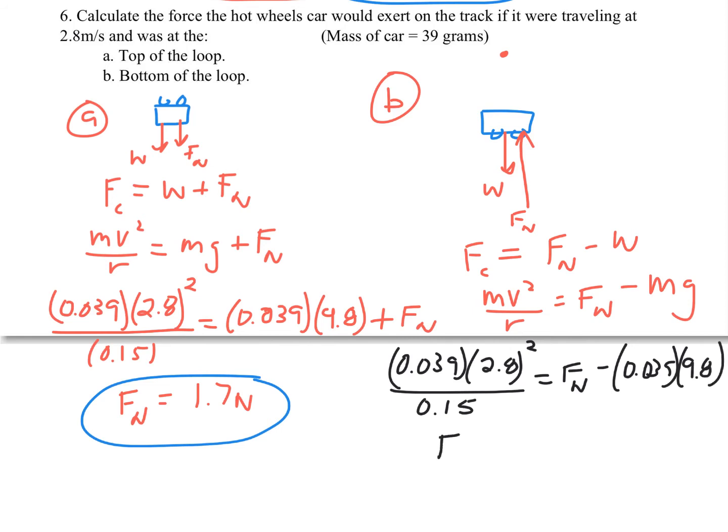All right, you run that through your calculator. The normal force, which will now be bigger than it was before, is 2.4 newtons. The normal force at the bottom of the track. One more example.